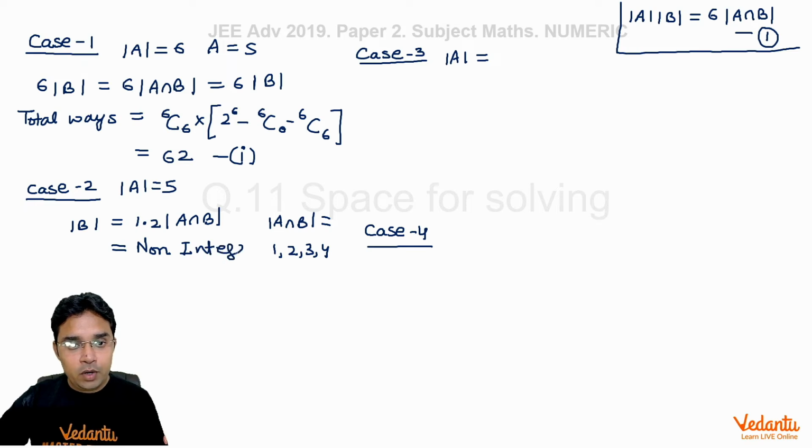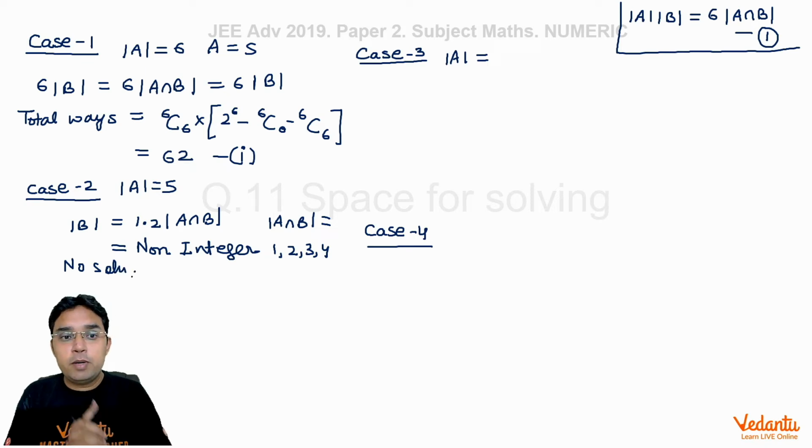So if it is non-integer, there is no solution for this case. So there is no solution for this particular case when number of elements in A is equal to 5. So let us come to case 3, which is number of elements in A is equal to 4.